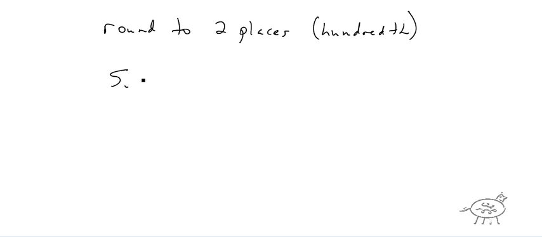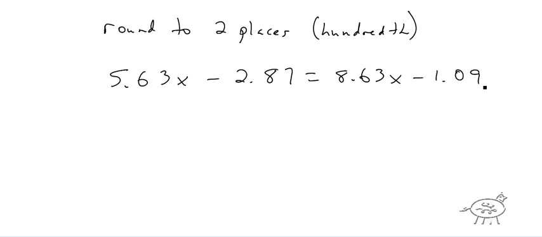So here it is, 5.63x minus 2.87 equals 8.63x minus 1.09. All right, pretty basic problem. It's just we have decimals in here, so we're going to move things over. Subtract 5.63 from both sides. Yeah, I'm going to make this an 8, just because I want it to come out to be a decimal. Okay, so subtract that, and then I'm going to add 1.09 to both sides.